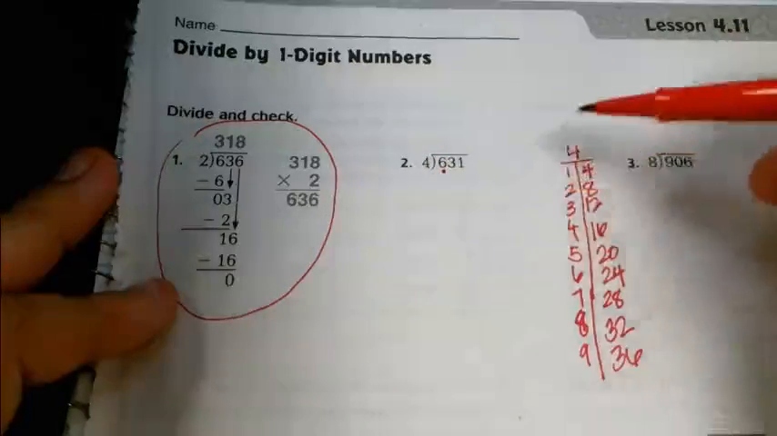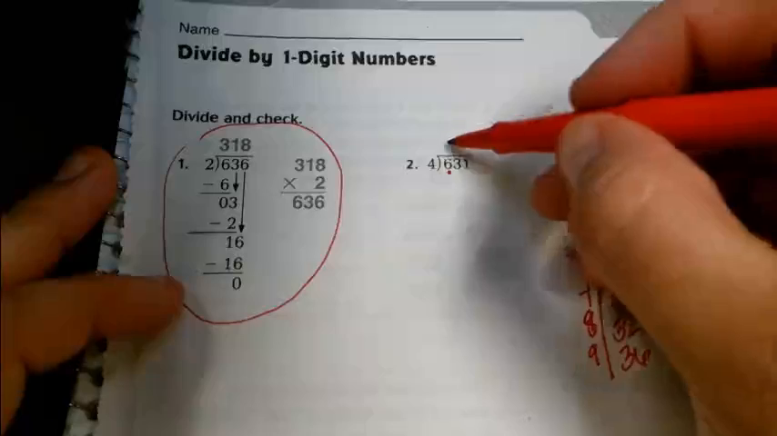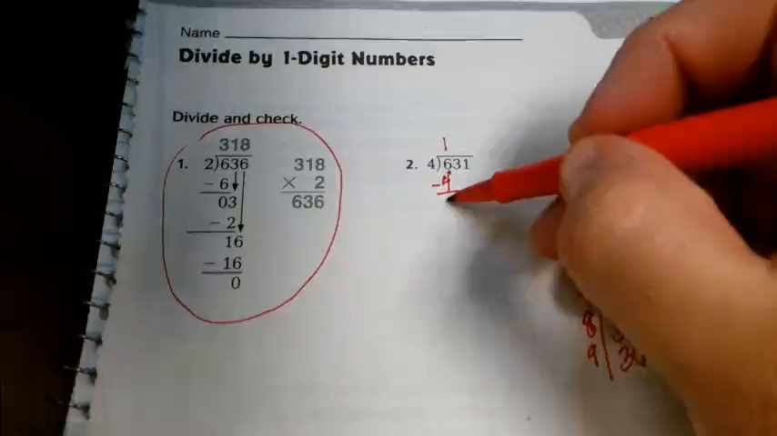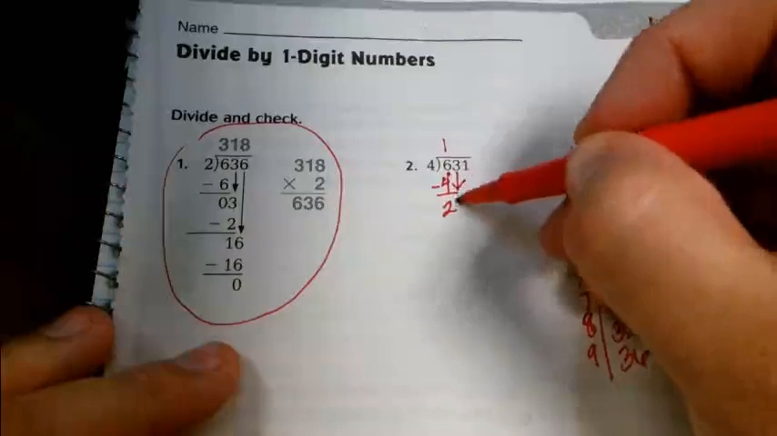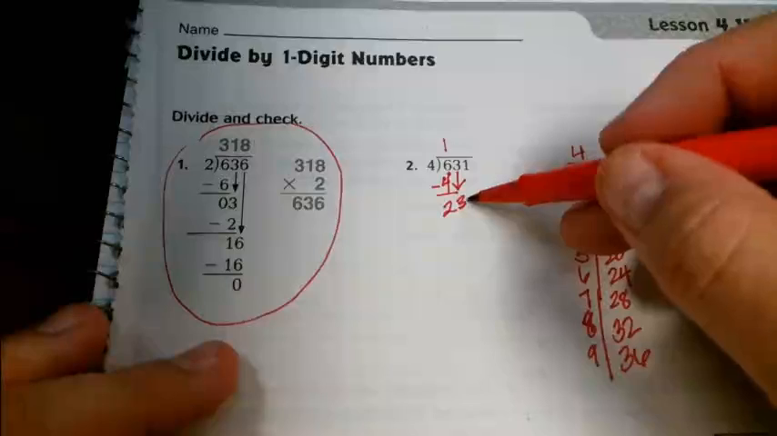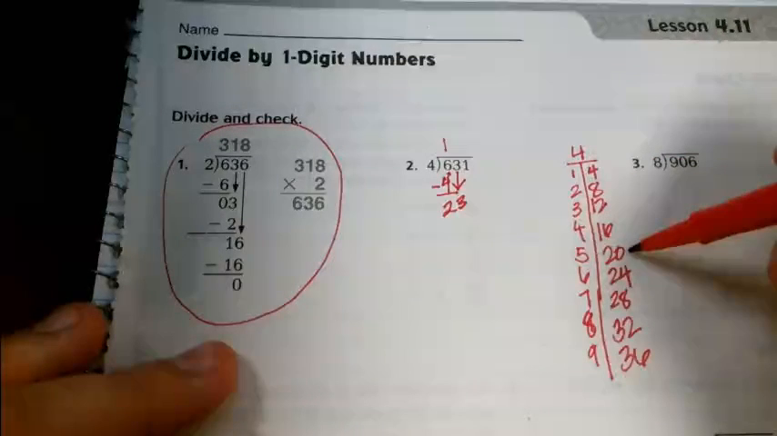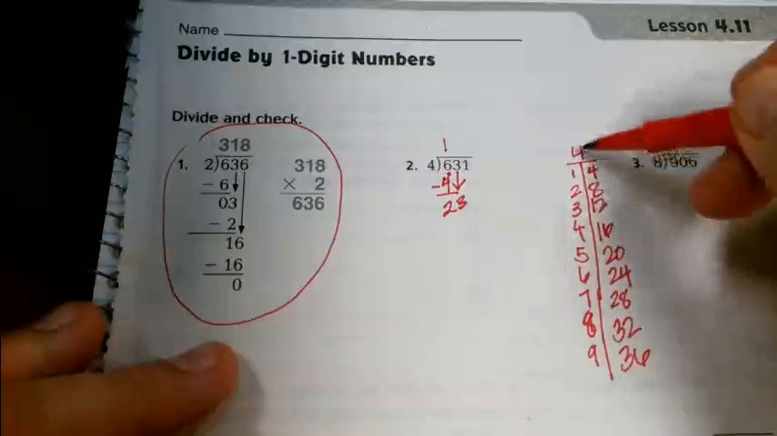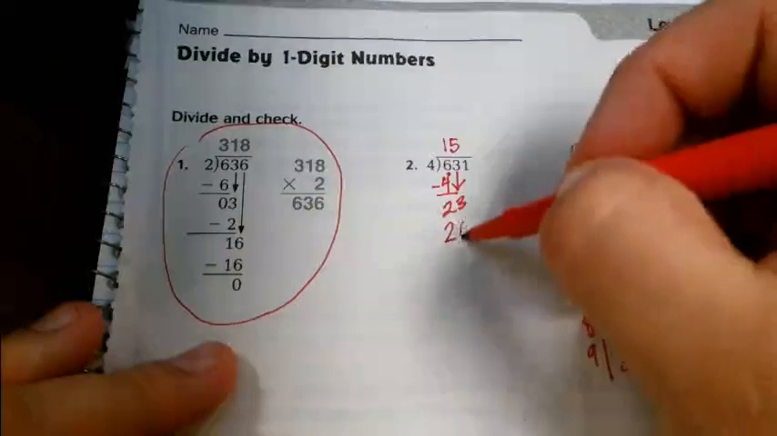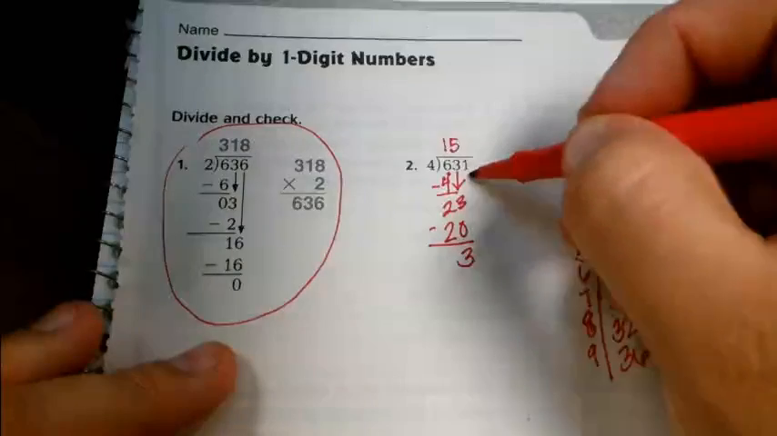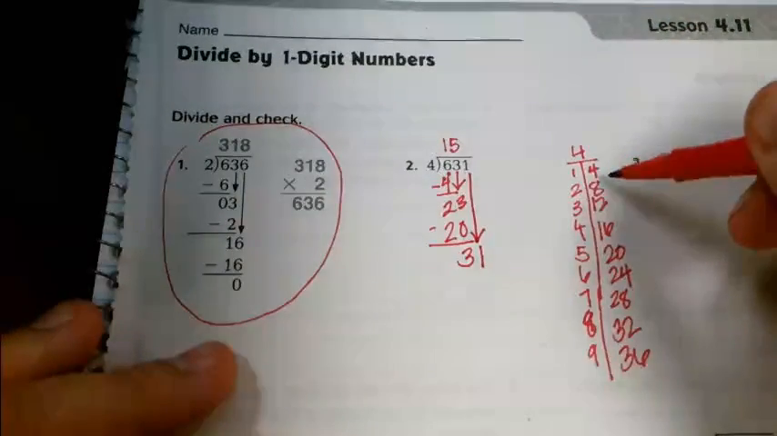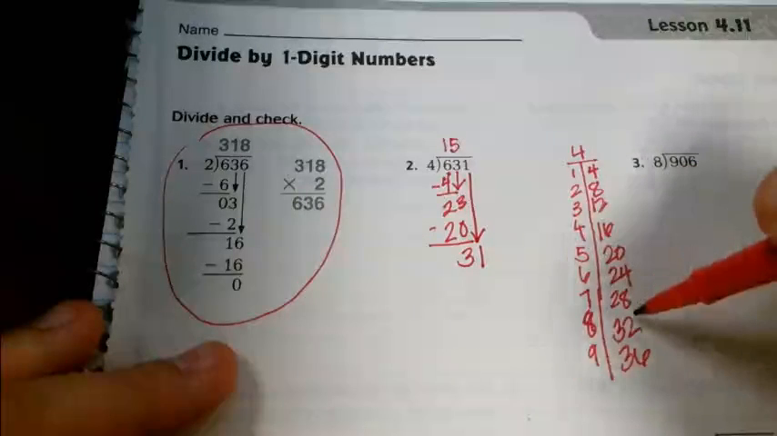Alright, so with the standard algorithm, I'm looking at the first digit. 4 times 1 is 4, and 4 is less than 6, so this works. So I subtract, I get 2, I bring down the 3. I'm looking for the number closest to 23 without going over, and when I look over here, it is 20. 4 times 5 is 20, so I put a 5 up here, put down 20, I subtract, then I bring down the 1.